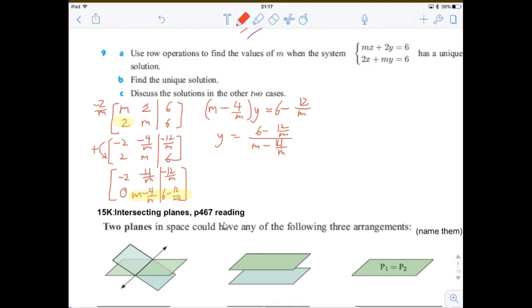Well, if you're like any normal person, you don't really like fractions. So let's try to get rid of these fractions. We're going to multiply every single element by m. So I'm going to multiply the top by m and the bottom by m. If I multiply the top and the bottom by m, it's the same thing as multiplying by 1, so I'm not changing the value of y. Okay? So I'm going to have 6 times m, 6m. 12 over m times m is 12. And in the bottom, I'm going to have m squared minus 4.